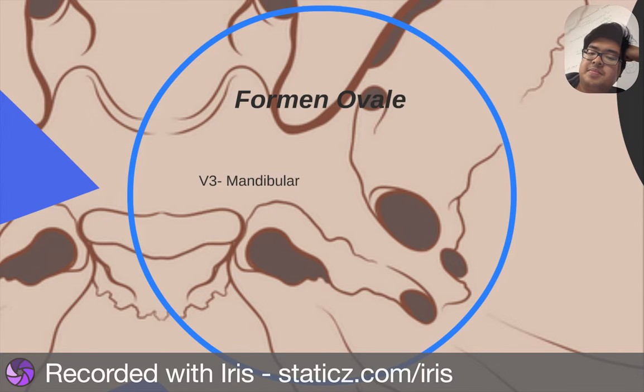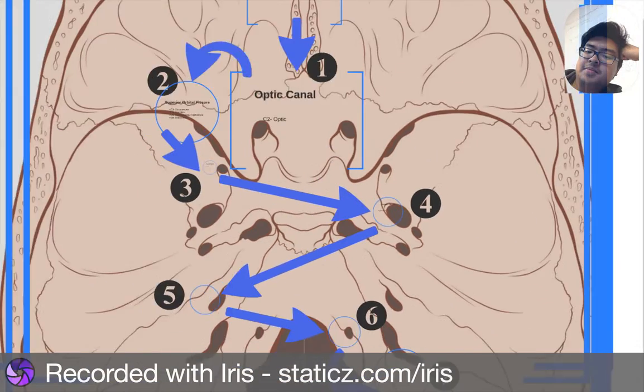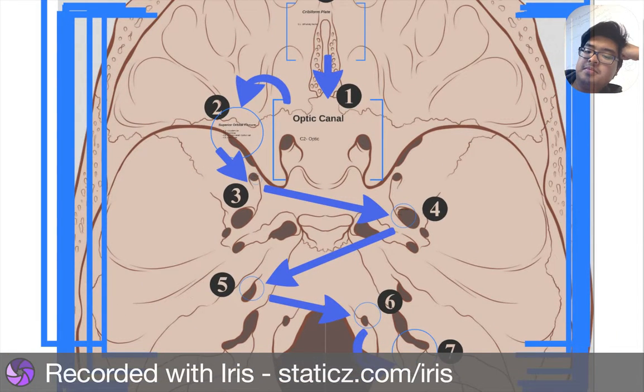What do the trigeminal nerves do? The trigeminal nerves are mostly cutaneous. Well, they're all cutaneous, so they provide sensation to the face. What about facial nerves? Facial nerves provide motor. So the facial nerves will innervate all the muscles in the face. Okay, cool. All right, so number 5, pause.